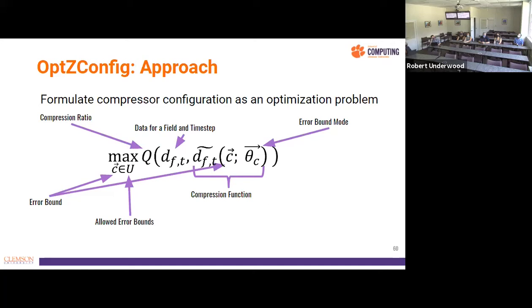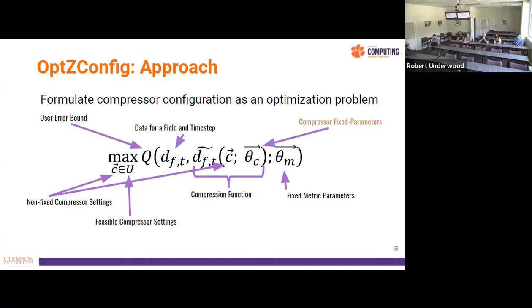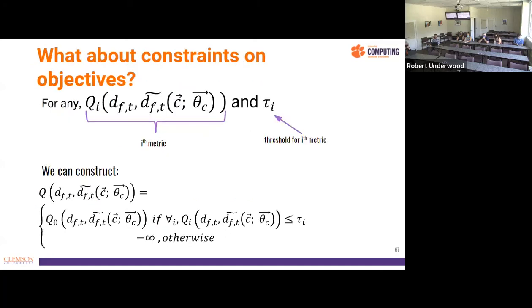To do this, we will begin with the formulation that we used for FRAS to define our optimization problem. We will then introduce a new term, which represents the fixed metric parameters. This would be like the weighting in a weighted mean, for example. We then redefine the compression ratio function Q as the user-provided metric. We redefine C as the set of non-fixed compressor settings, those that we allow to vary over the course of our optimization. We redefine capital U as a function from the set of allowed error bounds to the set of feasible compressor settings. And then we redefine the compressor fixed parameters, the error bound mode, to the compressor fixed parameters.